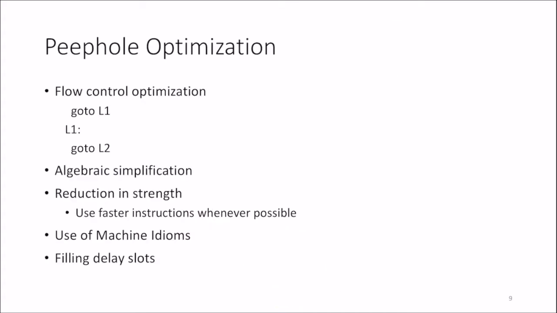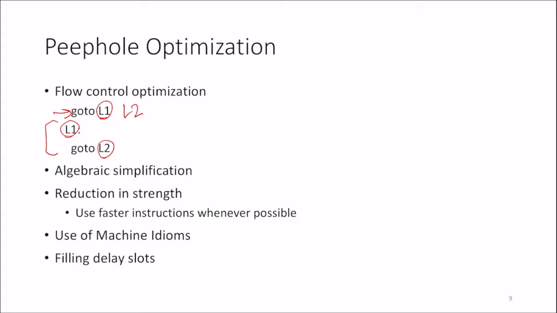Another way you can do local optimization is flow control optimization. In this case, you have to go to L1. When you get there, all you do is immediately go to a different location. And again, this can be a byproduct of various ways of doing code generation. At this point, you can take these redundant go-to statements and just keep a go to L2 over here instead of L1. We have to keep the code here just in case there's another go-to somewhere else that can generate a go to L1. We need to keep that around, but at least we don't have to do two go-to statements in this line.